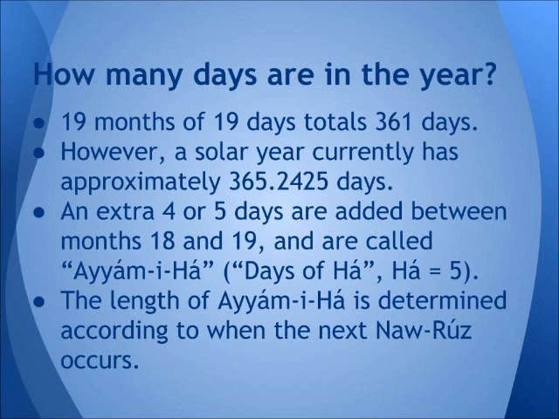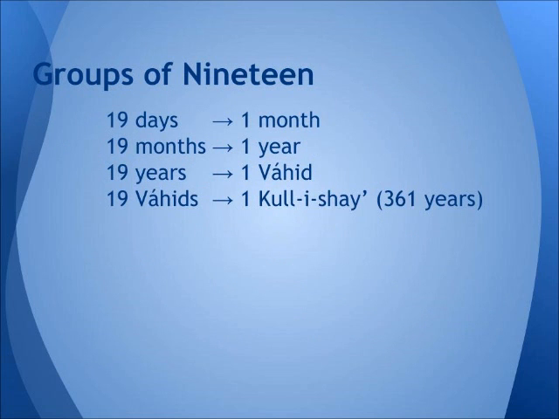An extra 4 or 5 days are added between months 18 and 19 and are called Ayyam-i-Ha, which translates to days of Ha. The length of Ayyam-i-Ha is determined according to when the next Nowruz occurs. 19 days make 1 month, 19 months make 1 year, 19 years make 1 Vahid, and 19 Vahids make 1 Kulishe. So 1 Kulishe would be 361 years.